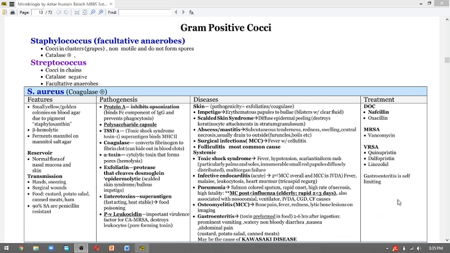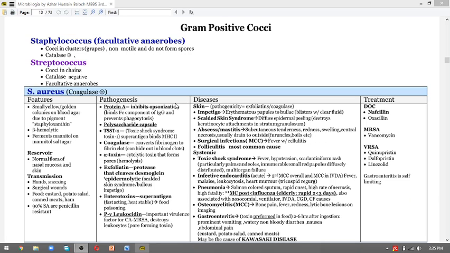Hi guys, today we are going to study a very important topic of microbiology. In fact, it is the most important organism and the first one to study when we go for the textbooks of microbiology. So today we are going to talk about Staphylococcus aureus, and first of all we'll talk about the major features of Staphylococci. These are facultative anaerobes, as you can see on the screen.